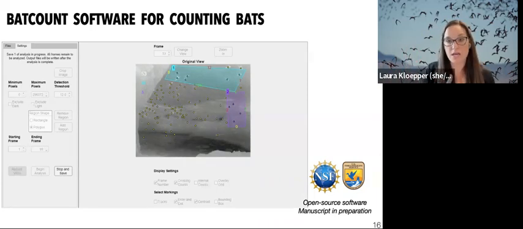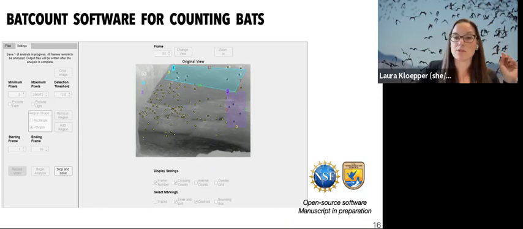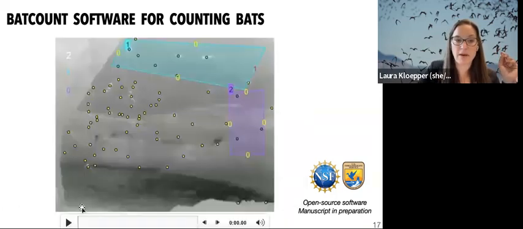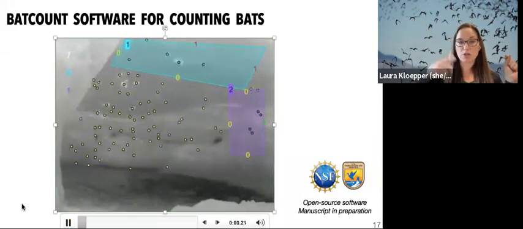So here you can see the user wanted to count bats in 2 regions, so the blue region and the purple region, and it counts bats as it crosses through those regions. And I mentioned that sometimes we have bats that go back and forth. So in this situation, it's counting bats as they're going each direction.